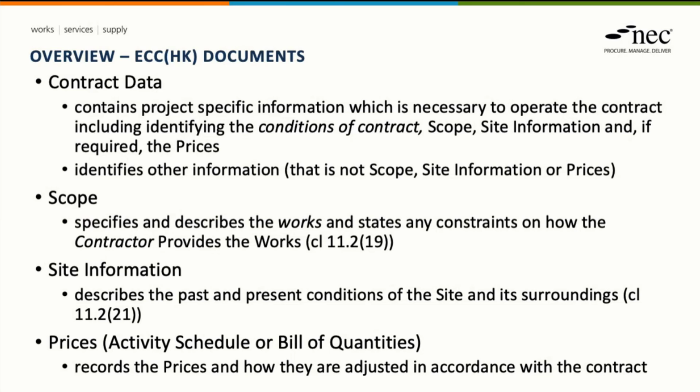The site information describes the past and present conditions of the site and its surroundings. So examples of the information that may be included here would be existing services information, existing as-built information or geotechnical information that is appropriate to the works that are being undertaken. And the pricing document, which will depend upon the main option clause chosen, would be either an activity schedule if we're using option A or C, or a bill of quantities if we're using options B or D, and they record the prices and how the prices are adjusted during the contract.